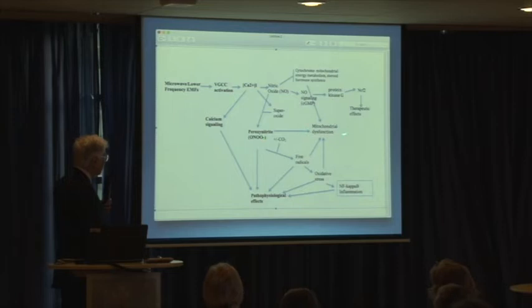There are also impacts of these peroxynitrite free radicals and oxidative stress on the mitochondria. The mitochondria, of course, are where you get your ATP energy, and so they become dysfunctional. That also contributes to the pathophysiological effects.